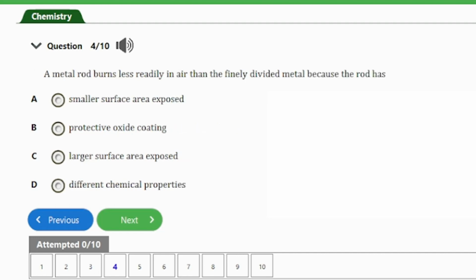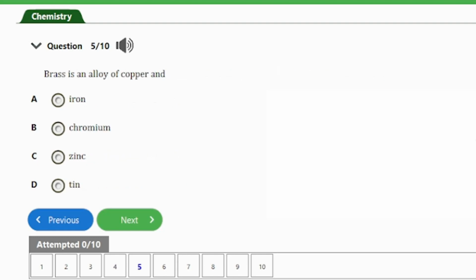Question number 4 here, it says, a metal rod burns less readily in air than the finely divided metal because the rod has A, smaller surface area exposed; B, protective oxide coating; C, larger surface area exposed; D, different chemical properties. So guys, the answer to this question will be option A here, and that's smaller surface area exposed. So let's consider the next question, guys.